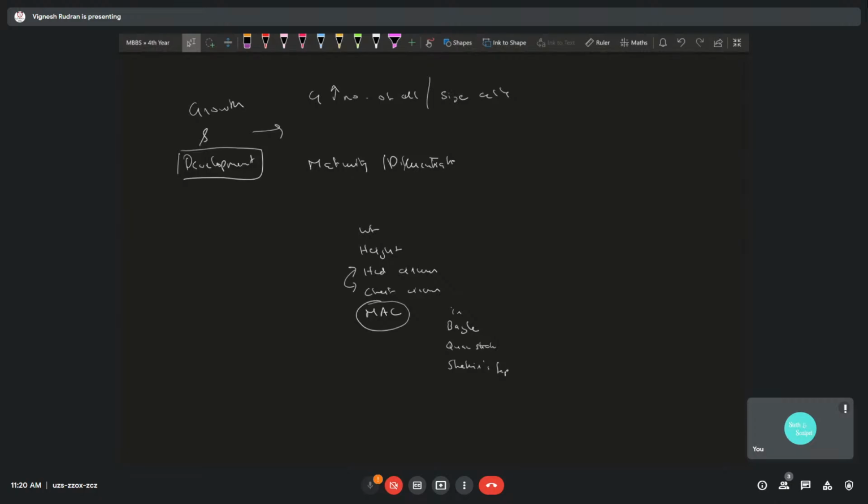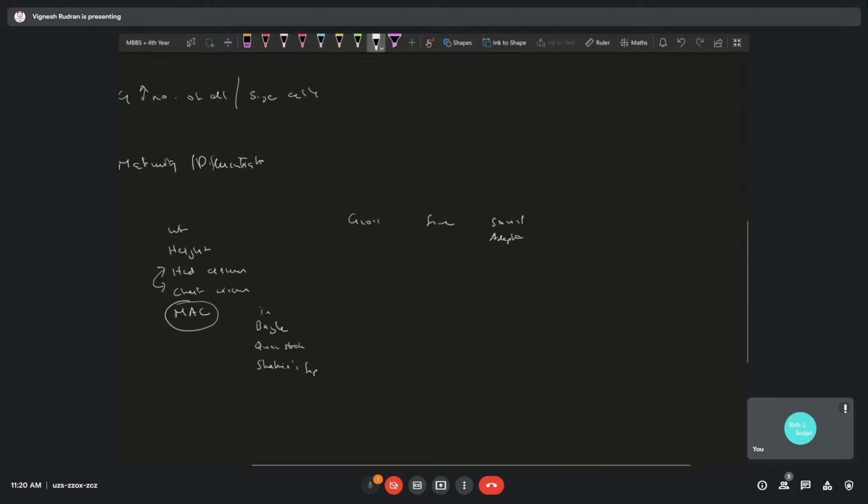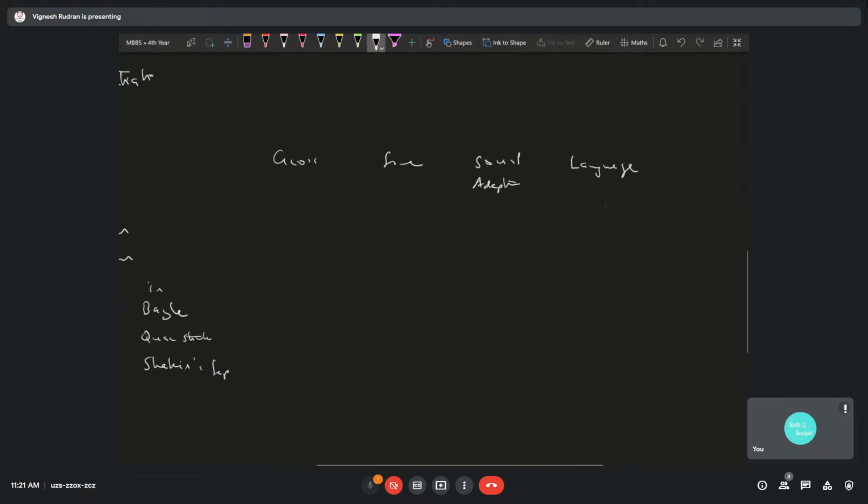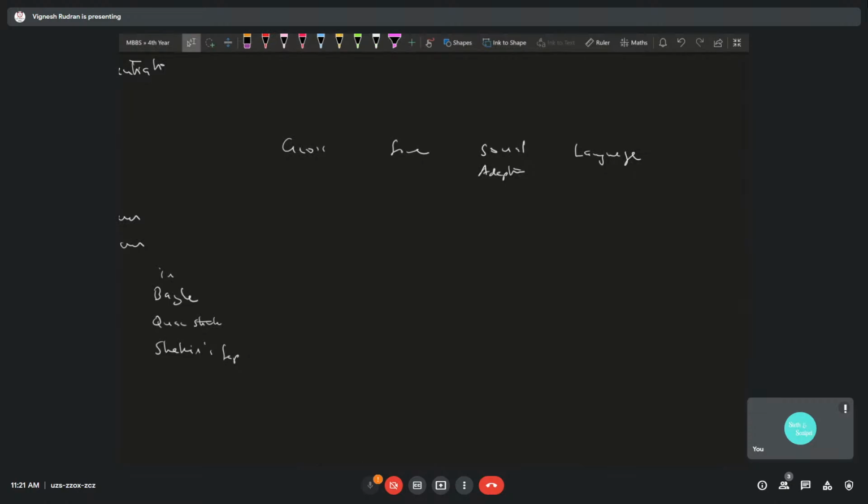Your development, you have development milestones. So you split it into gross motor, fine motor, your social, adaptive, and your language. Okay, now there are going to be slight variations depending on which source you're going to use for all of these development milestones. So I'll give you a general idea of how this thing is generally set up. Okay, you take this is a child.